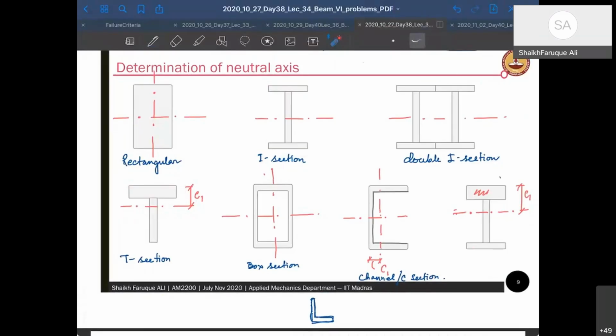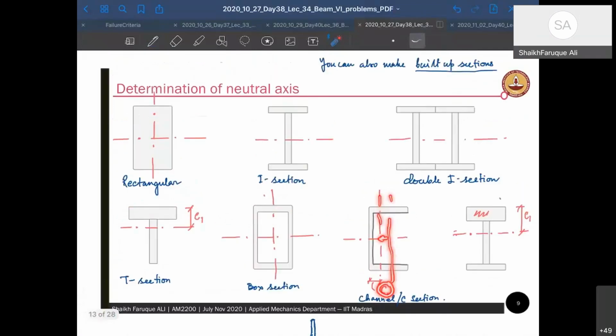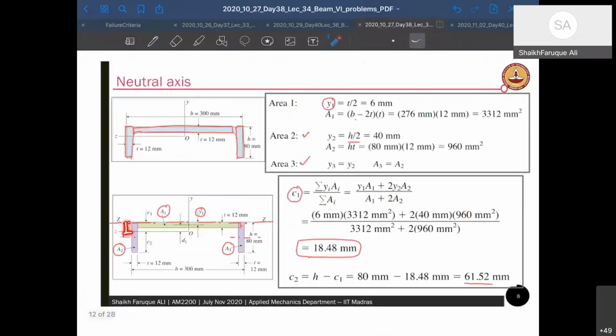Now this is again a box section, which is a symmetric section. So it's very easy to find the neutral axis here. A channel section is also very easy for finding its horizontal neutral axis. But for vertical, what you have to do is see which area is more. So this part has more area, right? So it will shift from the center this way. And you have to find this C value, which you have seen how to find here, right? This is a channel section.